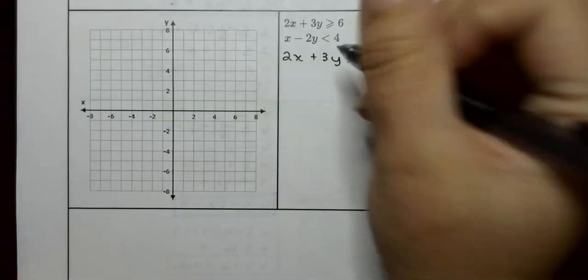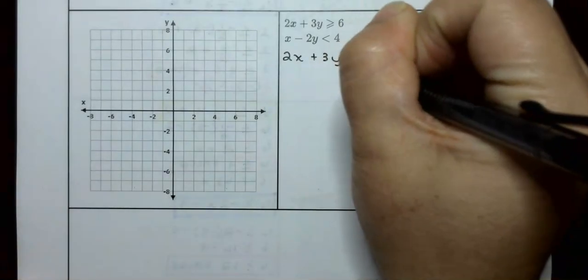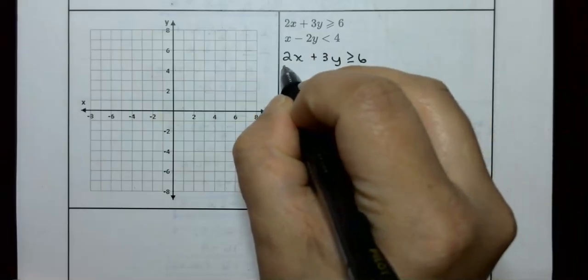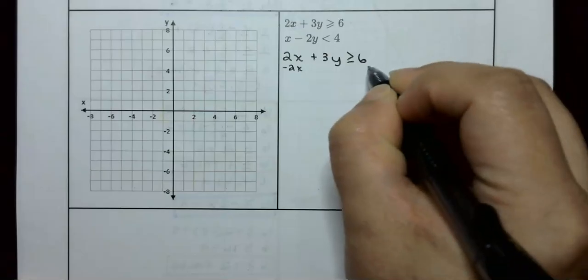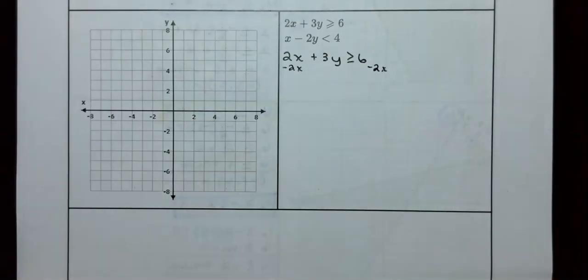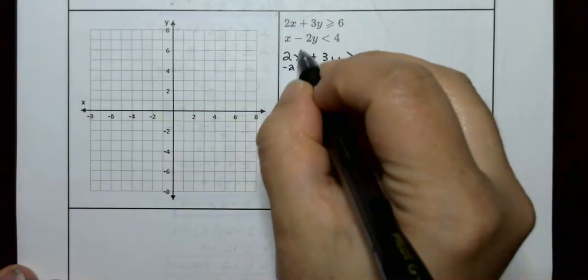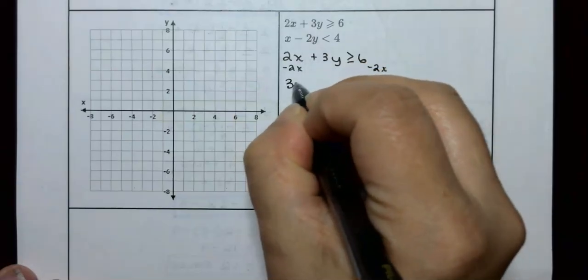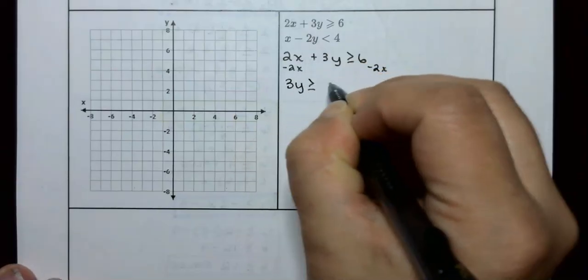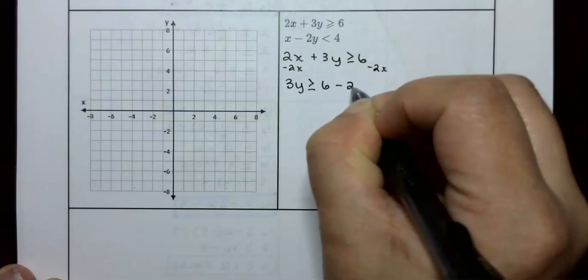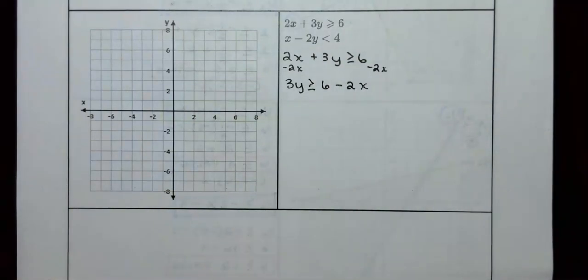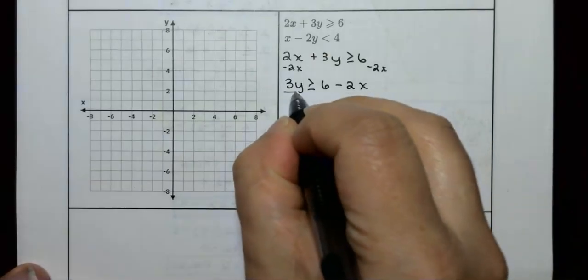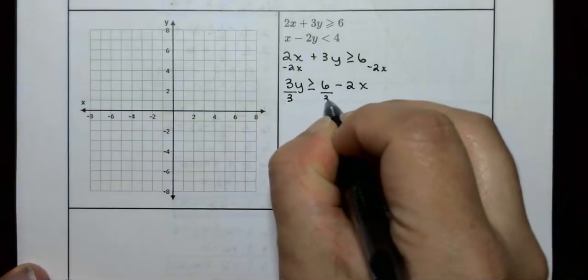All right, so for this one, remember we're solving for y. The only way to get the y by itself is to take this 2x and subtract it from both sides. Because it has an x, we can't combine it with a 6. So this becomes 0, and we have 3y is greater than or equal to 6 minus 2x. Now we still need to get rid of the 3. The 3 and the y are being multiplied, so let's divide every number here by 3.